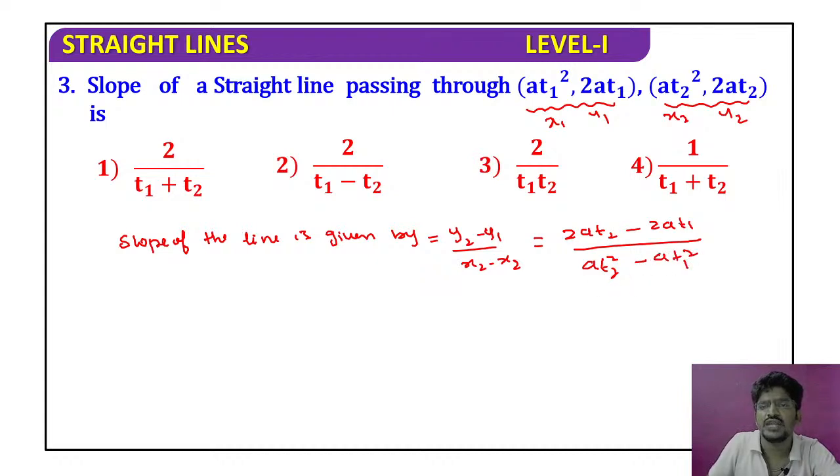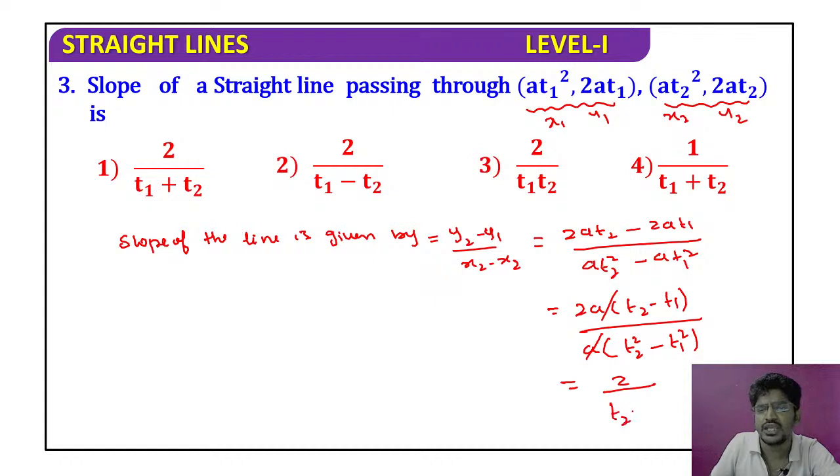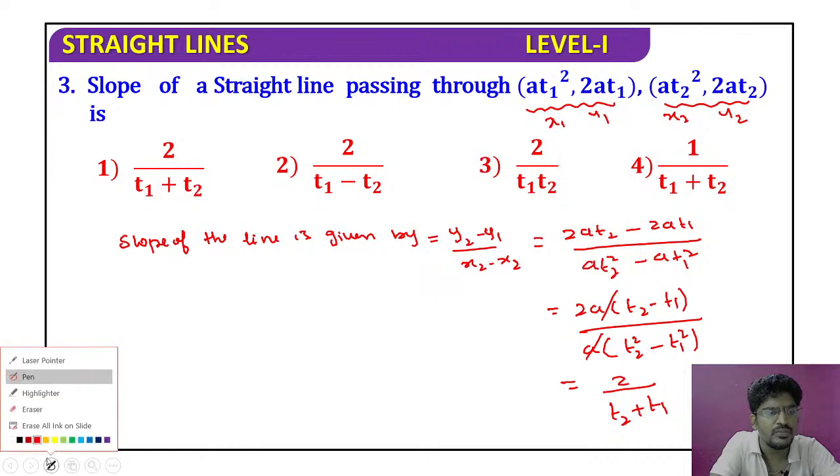Here 2a is common, you take it outside, t2 minus t1 is remaining. Here also a is common, you take it outside, t2 square minus t1 square is remaining. You can cancel the terms so that it will be 2 divided by t2 plus t1. So therefore option 1 is going to be the right answer. Clear? You can go through the slides, no problem. So I think from this you can understand it.